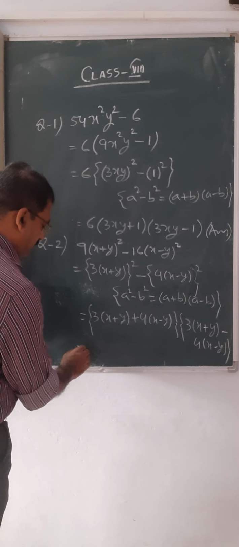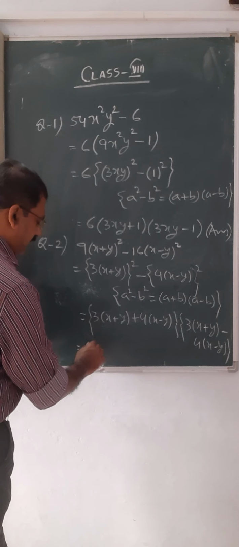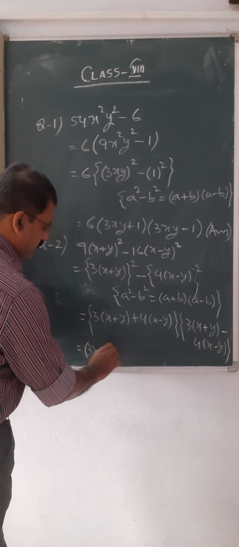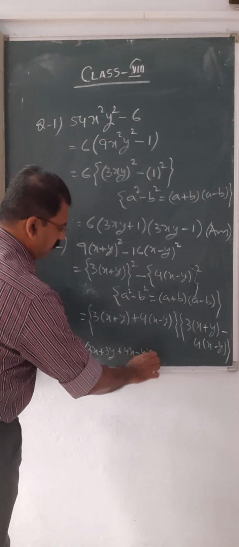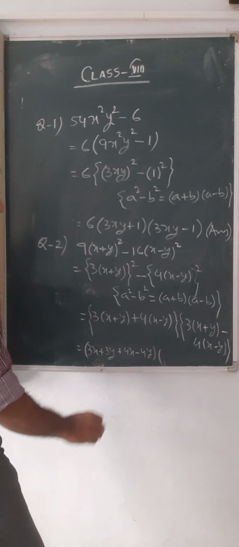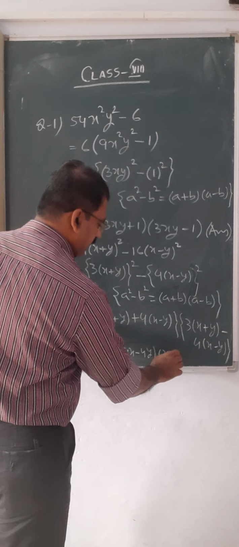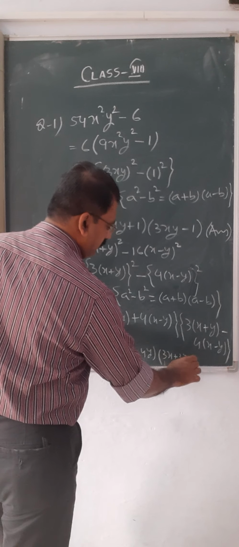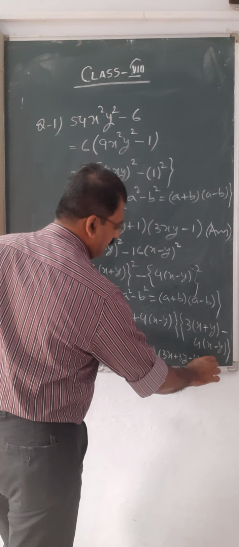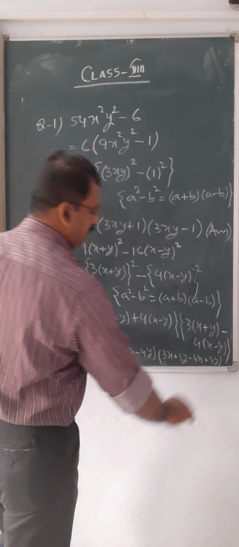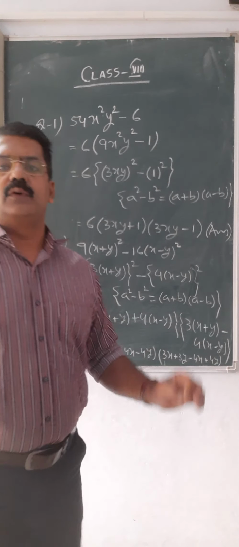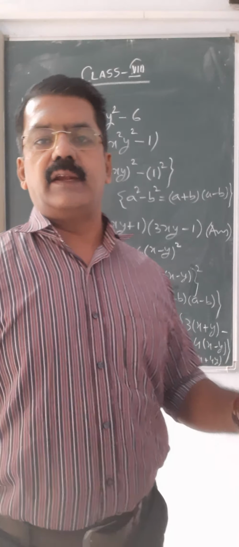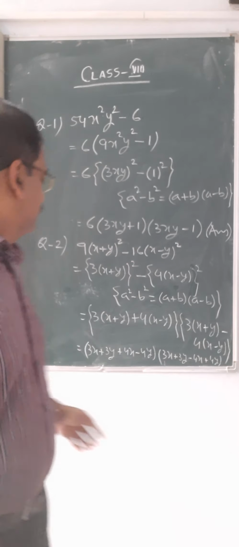Now if you open the bracket, it will be 3x plus 3y plus 4x minus 4y, and then 3x plus 3y minus 4x plus 4y, because you know when there is a negative sign outside the bracket, when we open the bracket, the sign of all the terms inside the bracket changes.